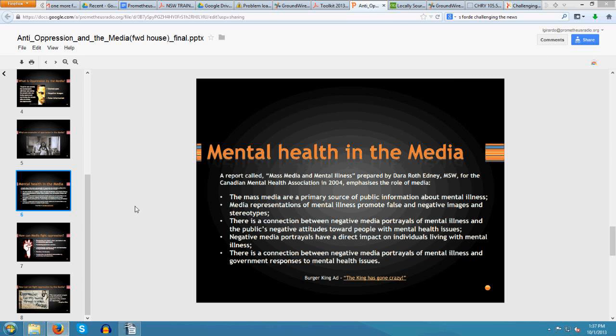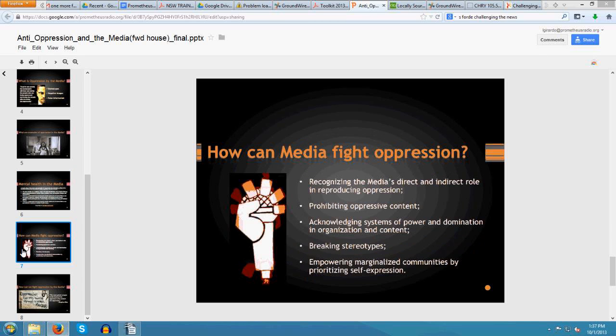And so the last slide just talks about how we can fight media oppression. Obviously, that means talking about oppression in the media, recognizing the media's role in oppressing communities, and prohibiting oppressive content on our own airwaves. So CKUT has statements about no homophobic information, no sexist information, etc.